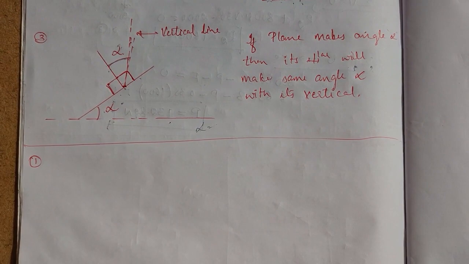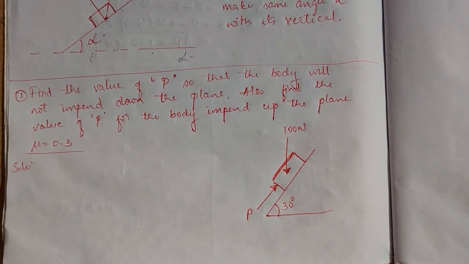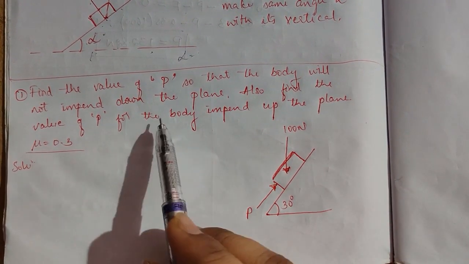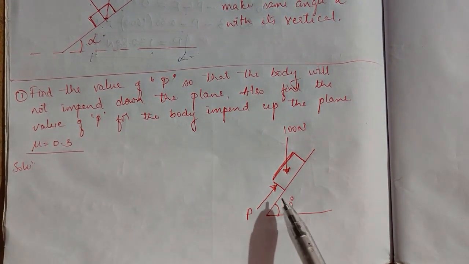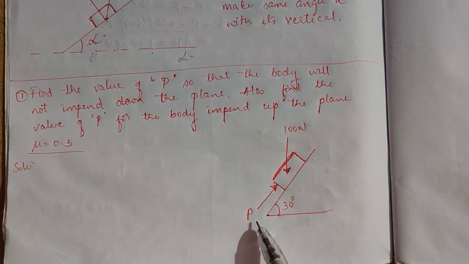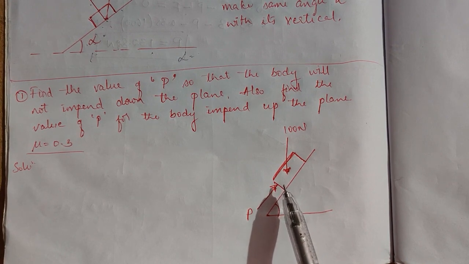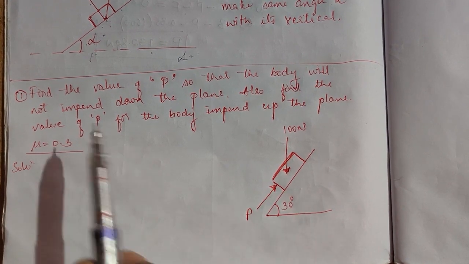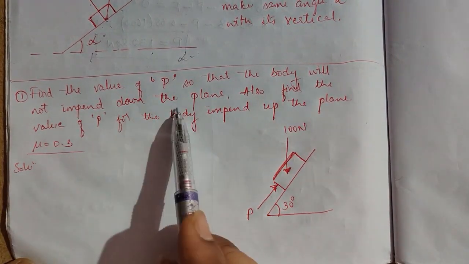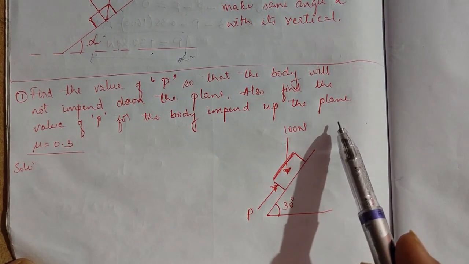I'll write the question. The first problem is: find the value of P so that the body will not impend down the plane. The P should be a force equal to the force that resists the body in the position of rest. Also find the value of P for the body to impend up the plane.